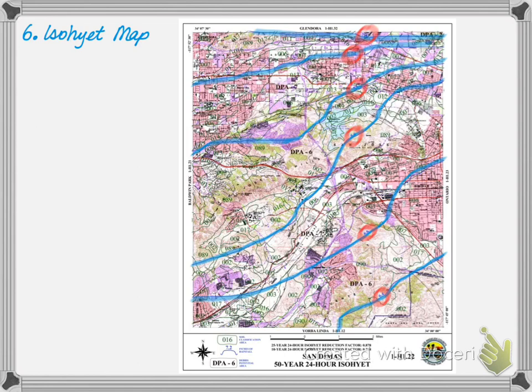Thus, if you want to determine the 50-year 24-hour rainfall for a specific location on the map, all you need to do is interpolate. The isohyets are similar to elevations on a contour map. Please move on to the next video.